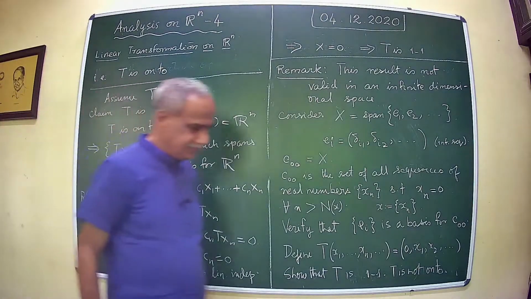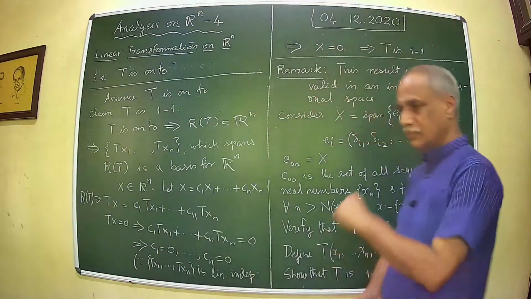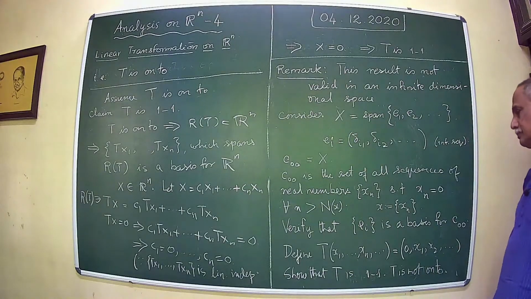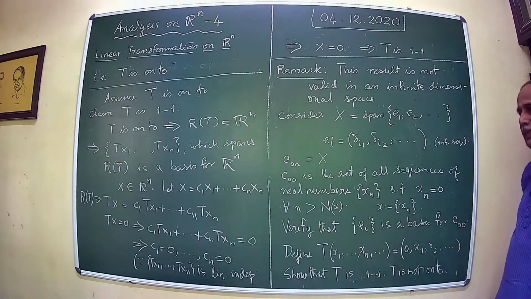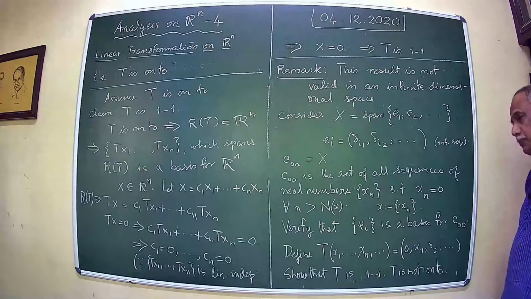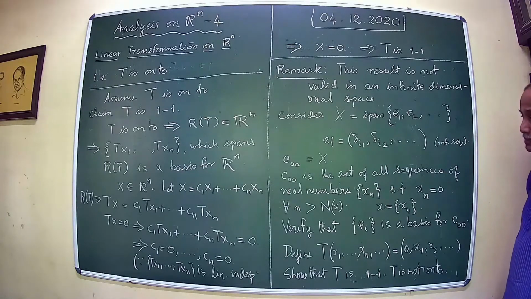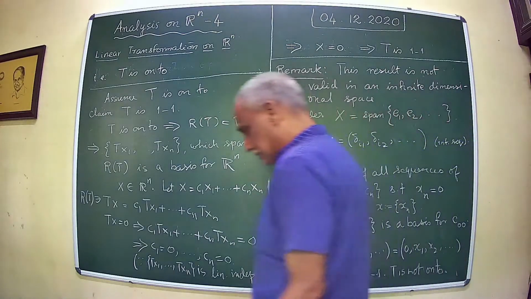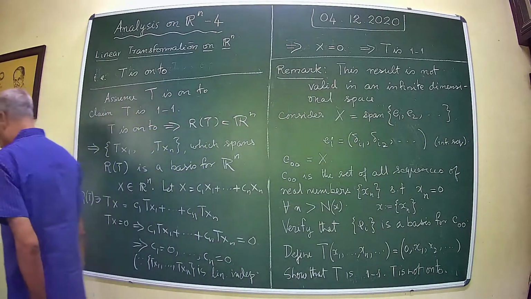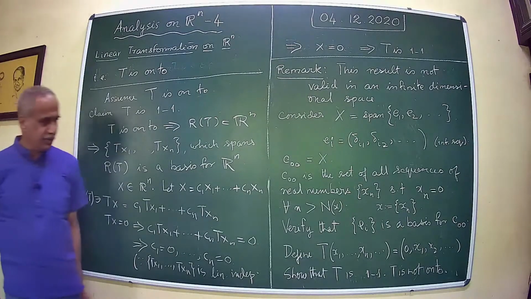Okay. T is not onto because the range consists of all those elements in C naught naught whose first entry is 0. So it's only a part of it. Okay. Now you can verify that this is 1 to 1. That is quite easy to do.